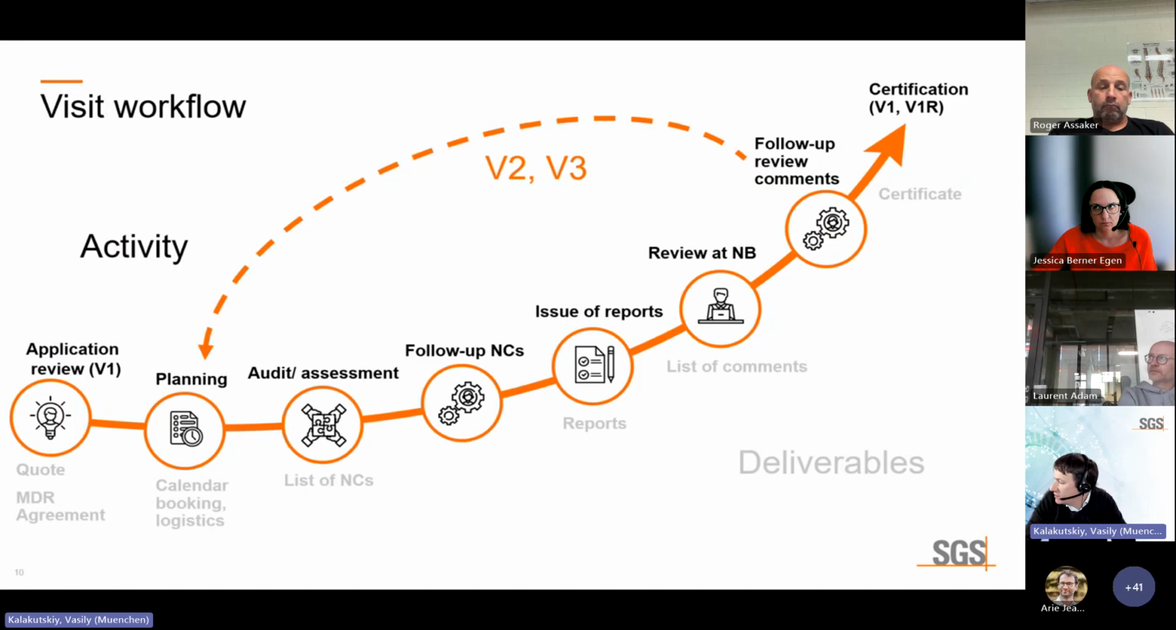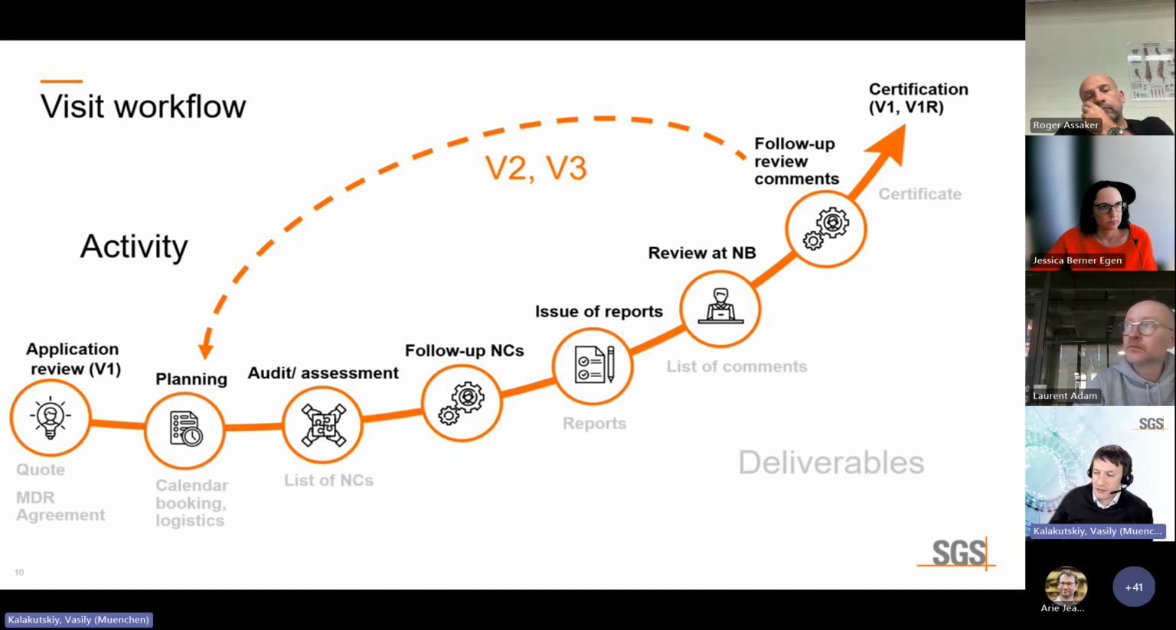Now zooming into the visit workflow. So how the visit is ongoing. Basically, on the upper left side, you can see the activities, and on the lower right side, the deliverables. A deliverable is what you get as a customer, and the activities are what is undertaken by us together with the manufacturer. So for the first visit, the application review is done only in the beginning of the project, and then we continue with planning. As a result, we get the calendar bookings, the logistic details, etc.